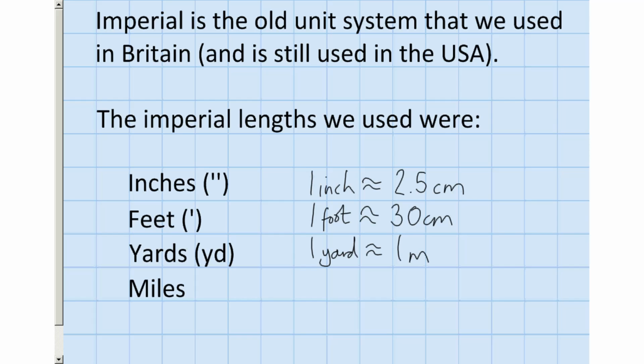Actually, a meter is quite a bit longer than a yard, but for an approximation, we take a yard as a meter. And finally, miles. Well, we don't really give 1 mile equals. What we say is that 5 miles is approximately 8 kilometers.